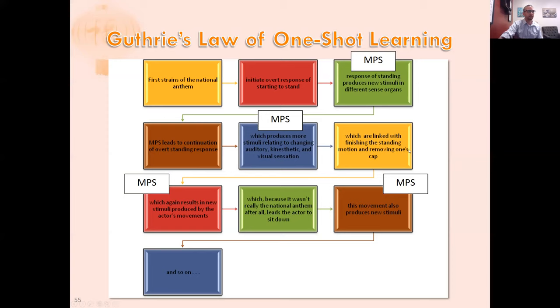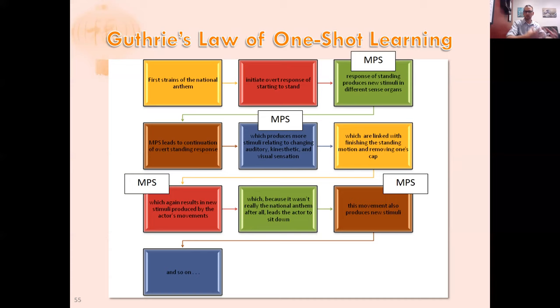And again, there's new stimuli as you remove your cap and hold it here. And this is where it gets a little silly. It wasn't really the national anthem after all. And so you realize, oh, I need to sit down. And as you sit down, that produces more movement, produced stimuli. So again, I think this is really interesting because it suggests that every movement is this process where we are learning about our world and we're adjusting our behavior with the world because we're pairing up our stimuli and responding to it.